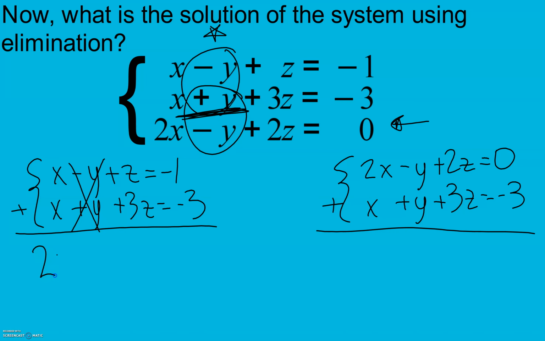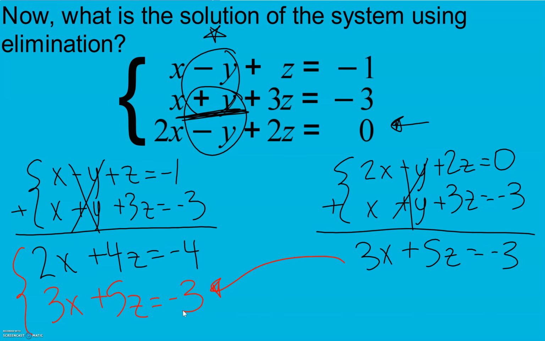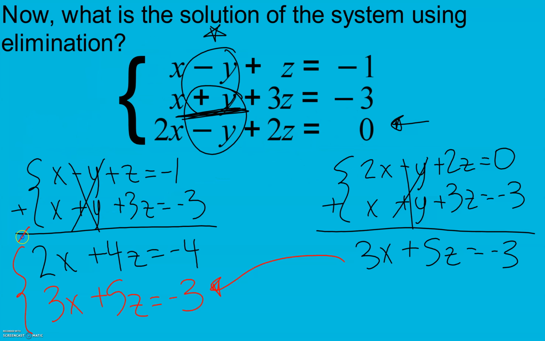So here when I add these up, I get 2x plus 4z equals -4, and 3x plus 5z equals -3. Now I'm down to two equations that have two variables in them, x's and z's. Same two variables in my two equations, so I can put them together as a system. And once I get to this step right here, it's the same as we've been doing since section 3.2.